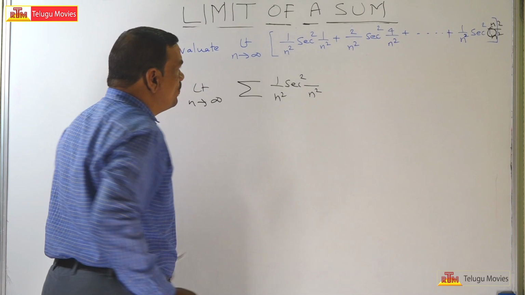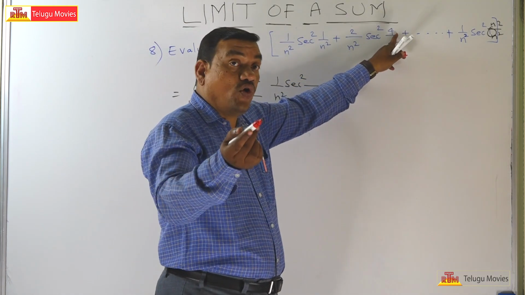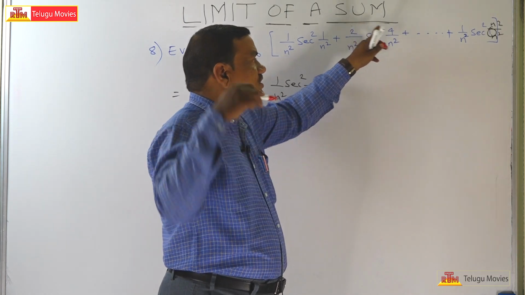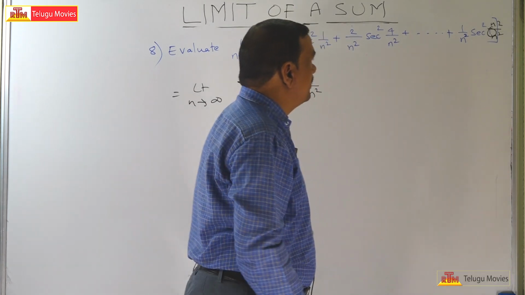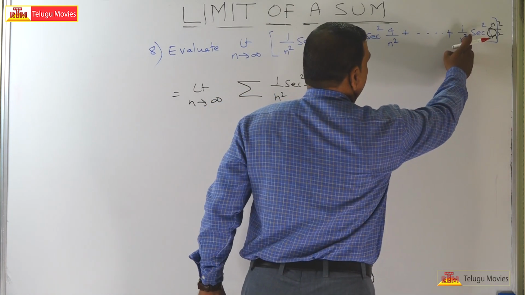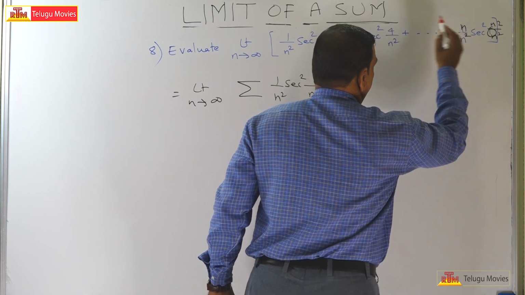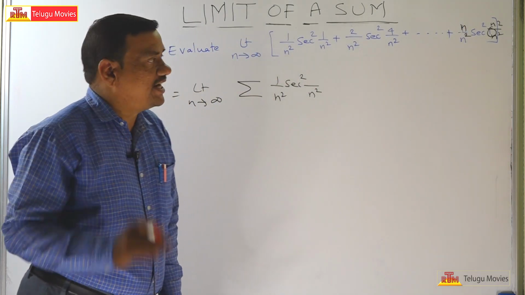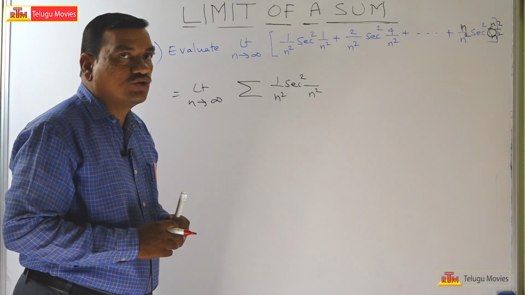I fix it. Only here is the change. If 1 is there, 1; if 2 is there, 4 is coming. Here n is not there, so here it should be n by n square. Right. So 1 by n is right only. Here 1 by n is the last term. Can I write it as n by n square?